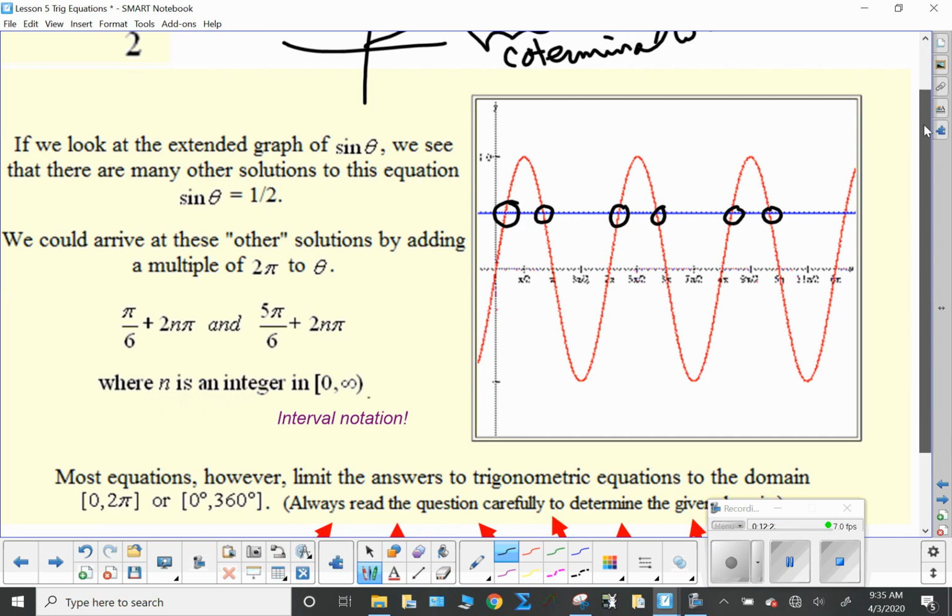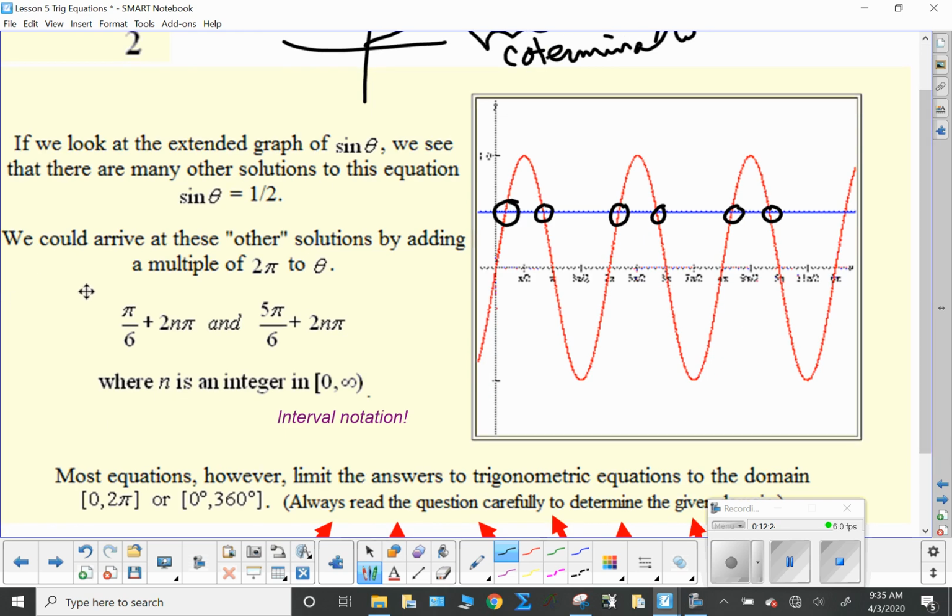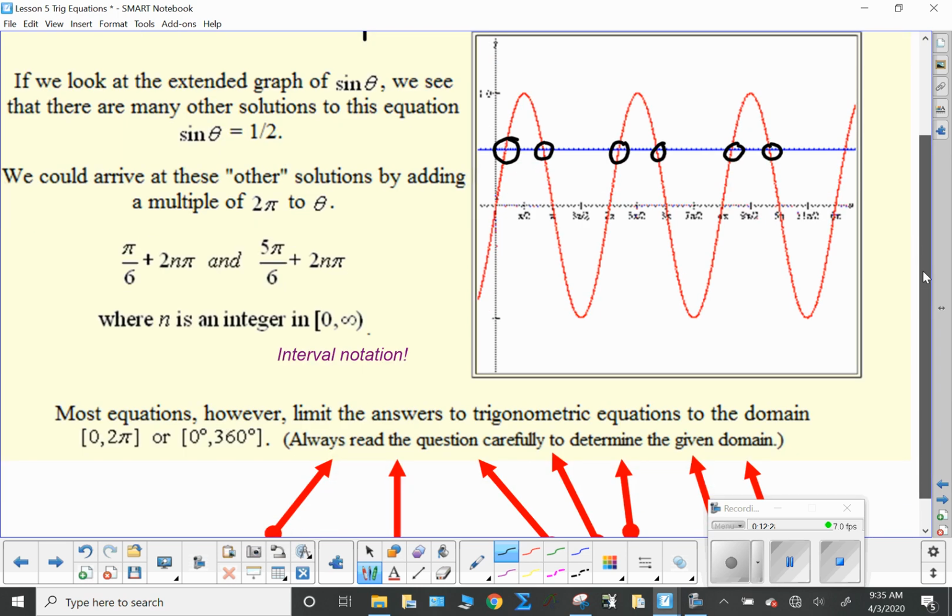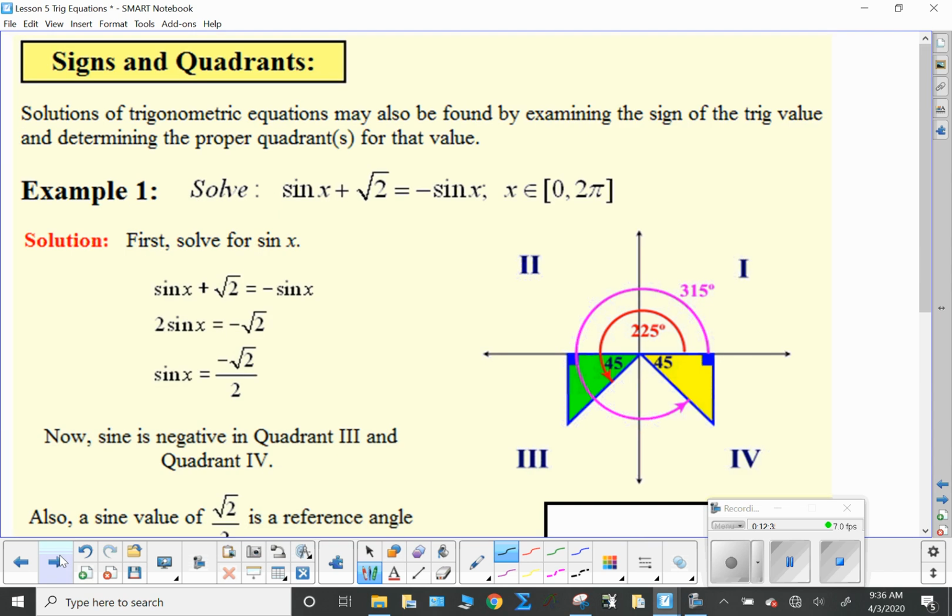Okay? Most equations are going to limit you from 0 to 2 pi or 0 to 360. But always read the question carefully to determine the given domain. Okay? Sines and quadrants. If I want to solve sine x plus square root of 2 is equal to negative sine x from 0 to 2 pi. And notice I use brackets. That means inclusive. So that means if 0 is my answer, 2 pi will also be an answer. If I used a parenthesis, then 2 pi would not be an answer.